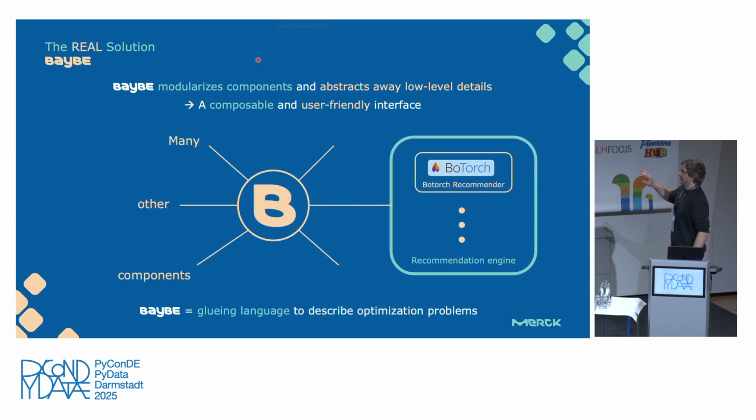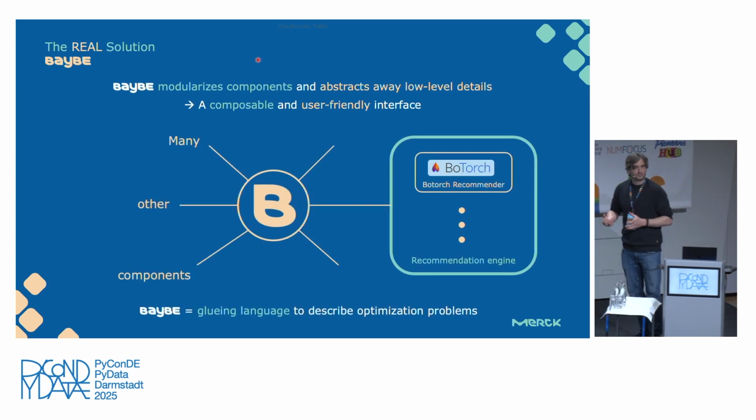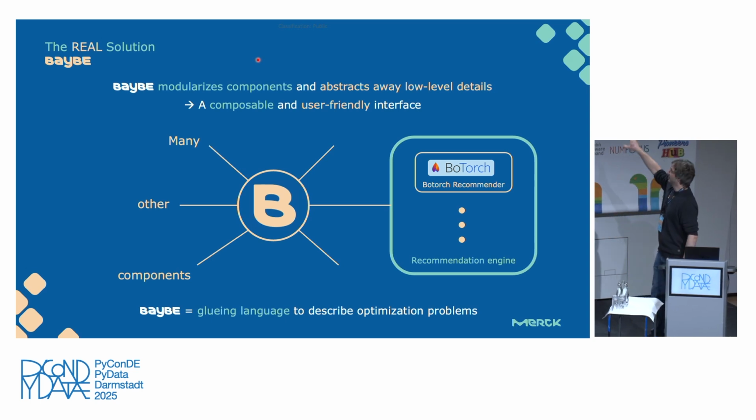So basically, you can think of BayBE as being a sort of gluing language that allows you to describe optimization problems and then solve them in the back. And this entire PyTorch thing is just one little tiny piece that sits in BayBE's recommendation engine. And there are many other components around that take care of these constraints and all of that.